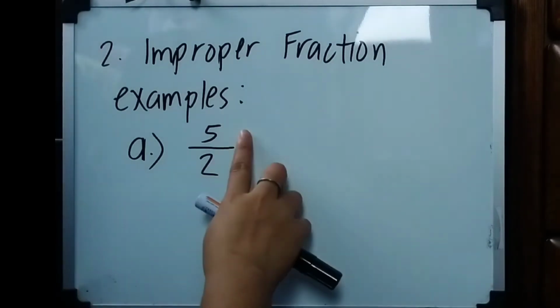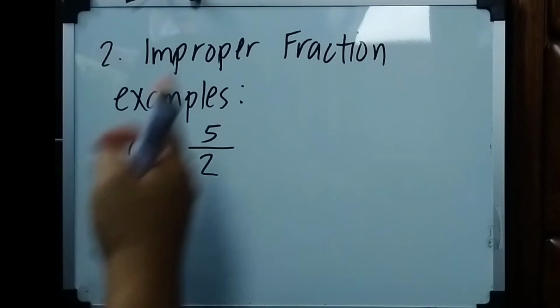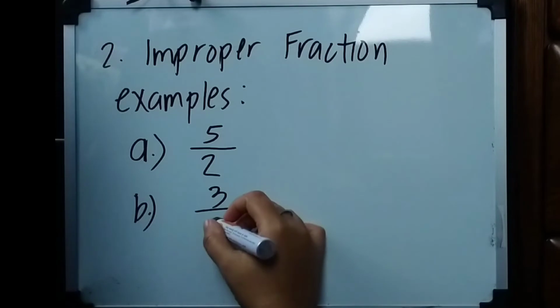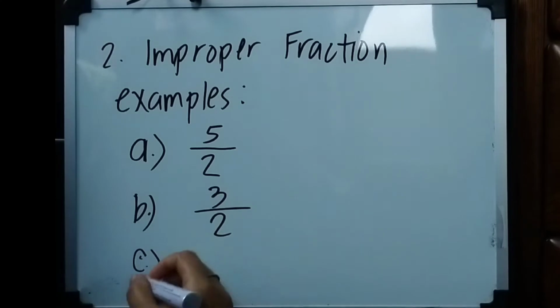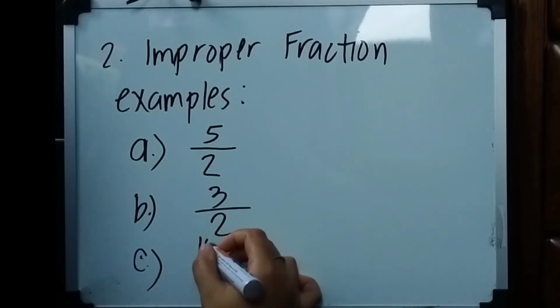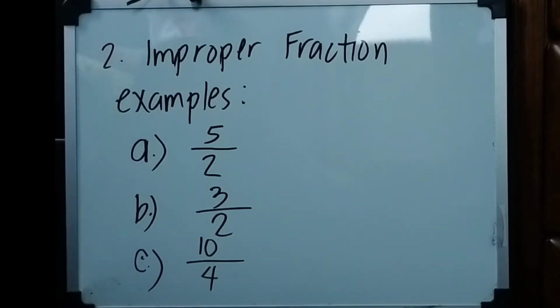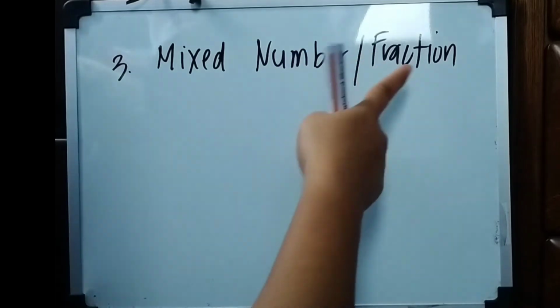If we are given a numerator which is greater than the denominator, we can say this is an improper fraction. So for our second example, we have 3/2 also. Obviously 3 is greater than 2. And for our last example, we have 10 over 4. Here our numerator is greater than 4. So these examples here are improper fractions.